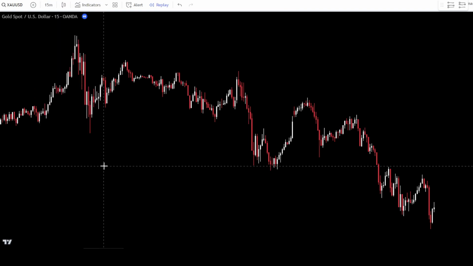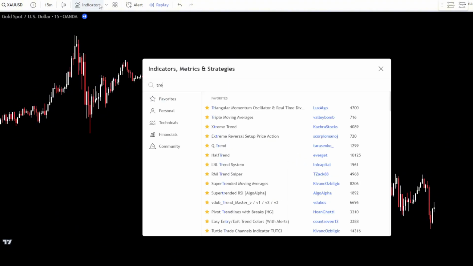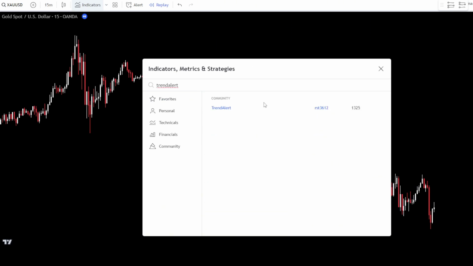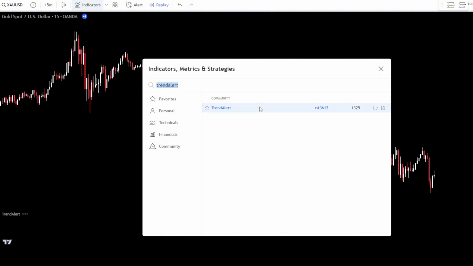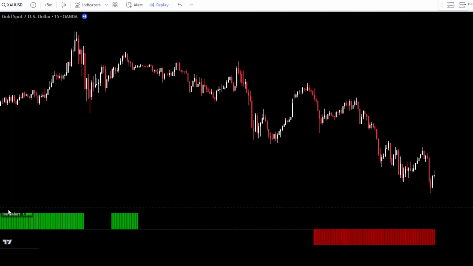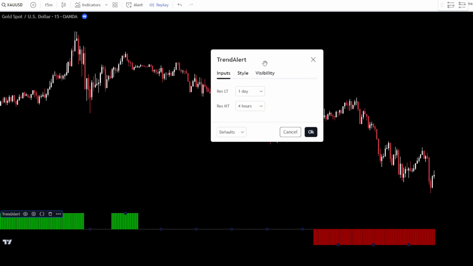Next, go to the Indicator Search tab. In the Indicator Search tab, type Trend Alert. Then, select the Trend Alert indicator from this creator. After that, make some adjustments to the Trend Alert indicator. In the Input tab, set the Res MT option to 1 hour.